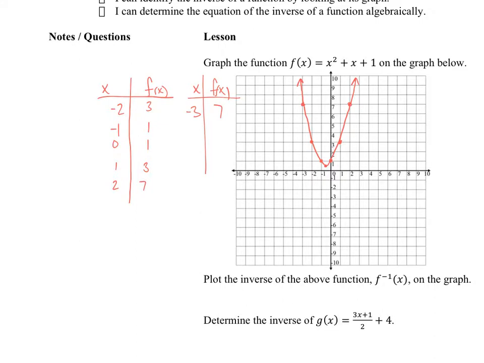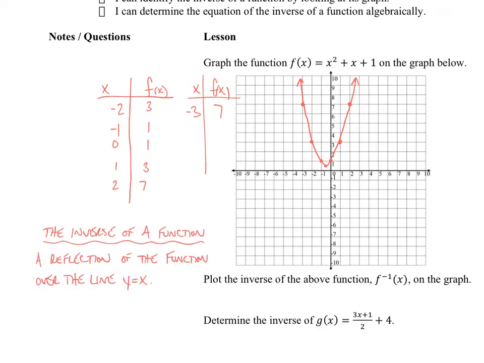All right, so we've graphed it. The next thing we're going to do is plot something called the inverse of this function. So what we need to do here is define what the inverse of a function is. Okay, so this is a definition that you're going to want to have. The inverse of a function is a reflection of the original function over the line y equals x.